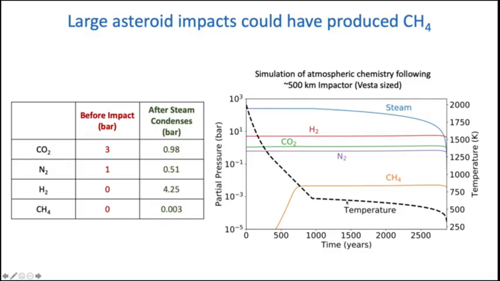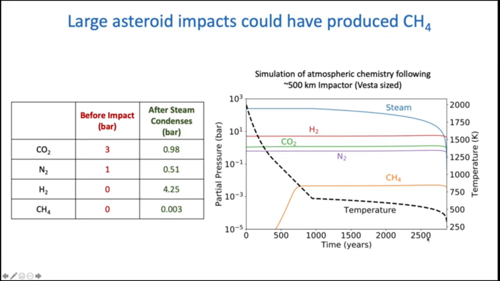This plot shows a model of a steam atmosphere after a 500 kilometer impact, which would have been barely big enough to vaporize the whole ocean. Before the impact happens, the atmosphere has 3 bars of carbon dioxide and 1 bar of nitrogen. The plot has time on the x-axis, partial pressures on the left axis, and temperature on the right-hand axis, which is referenced to this dotted black line.